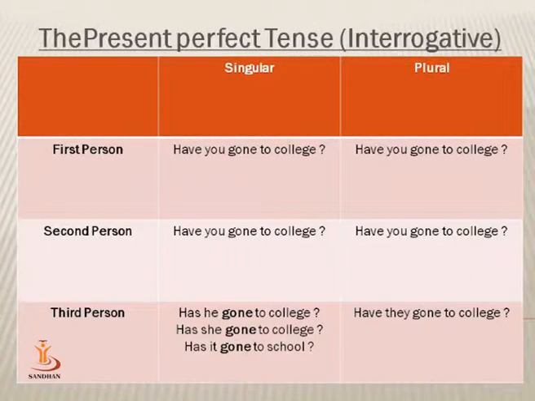So in the present perfect tense, for the interrogative sentences, we can say that the variants of to have are put in the beginning of the sentence. Have you gone to college? Has she gone to college? Has it gone to school? And have they gone to college?